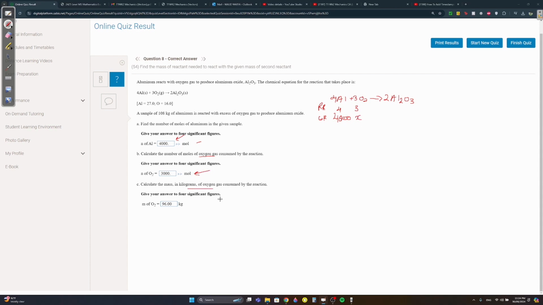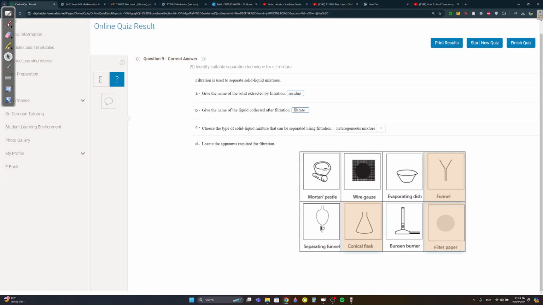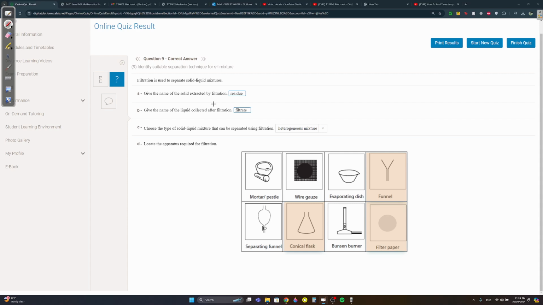Calculate the mass in kilograms of oxygen gas. Of course we do n equals m over M. The moles of oxygen here is 3,000. The mass, we don't know it, but we know that the molar mass of oxygen is 32. At this point in grade 11, you all should know that O2 is 32, 16 times 2. You should have it memorized. Cross multiply, you're gonna get 96,000 grams. And here they want it in kilograms, so you divide by 1,000, it will be 96. To 4SF, 96.00.